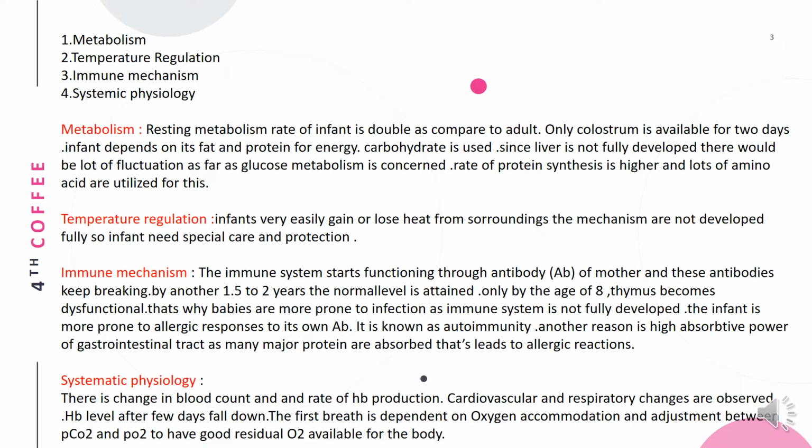Metabolism. The resting metabolic rate of an infant is double as compared to an adult. Only colostrum is available for 2 days. Infants depend upon fat and protein for energy. Carbohydrate is used. Since the liver is not fully developed, there are lots of fluctuations as far as glucose metabolism is concerned. The rate of protein synthesis is higher and lots of amino acids are utilized for this.